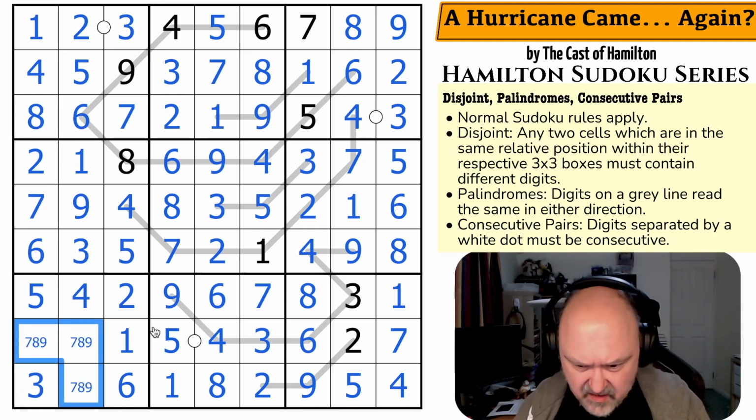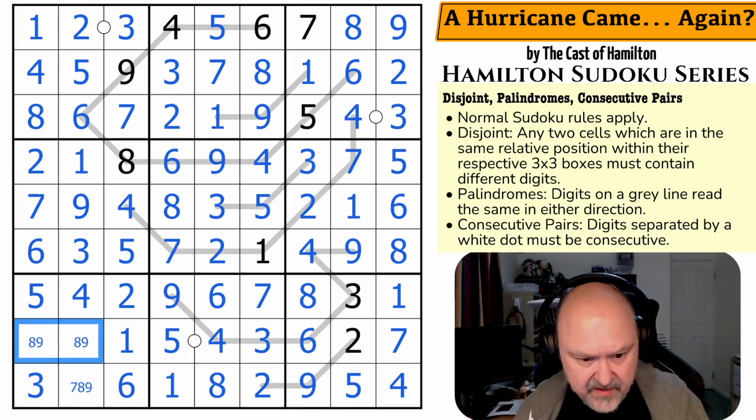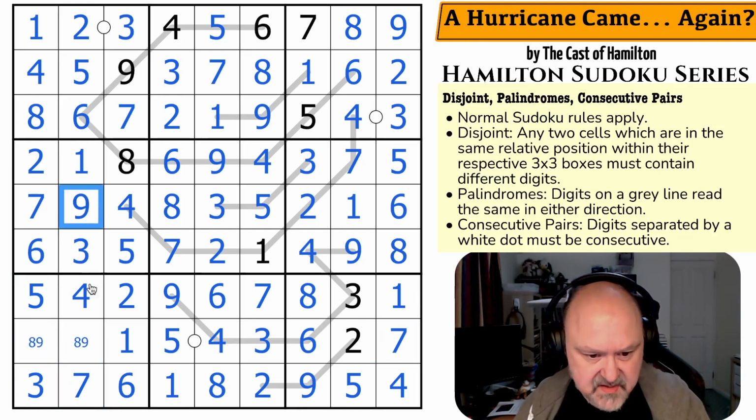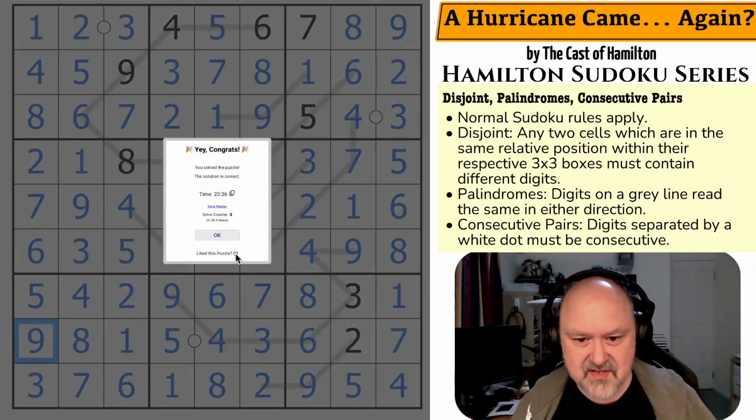These are 7, 8, 9. The 7 here takes 7 out of those, making that the 7. And this 9 looks down, making that the 8 and that the 9. And that is the solution to A Hurricane Came Again.